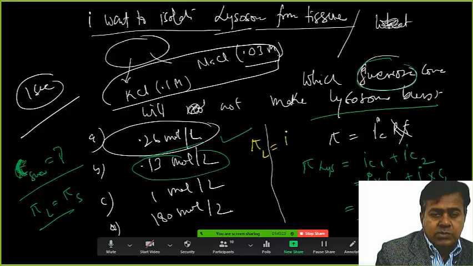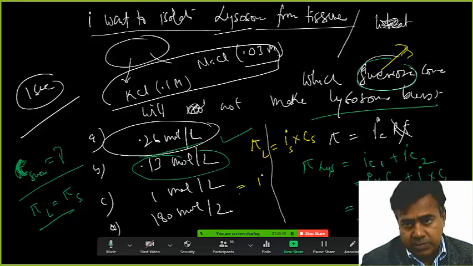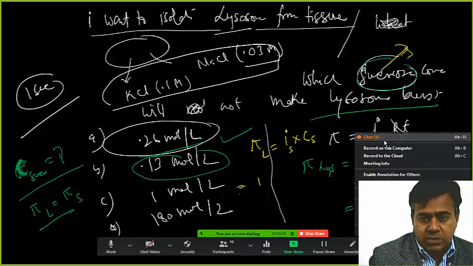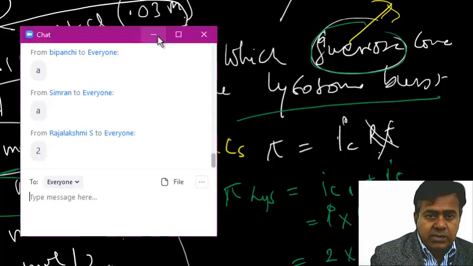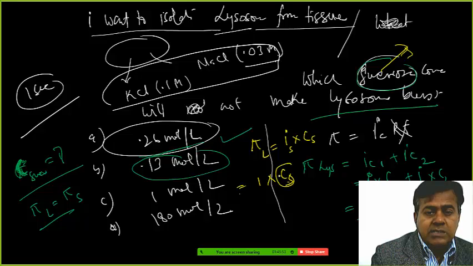So I for sucrose and C for sucrose, right? I for sucrose should be 1 because they are not going to ionize. So always for a non-ionized solute, this may be glucose, this may be sucrose, this may be starch, this may be glycogen, this may be anyone, right? So I for the sucrose will be 1 multiplied by CS. So that's why this CS is equivalent to the same 0.26 mole per liter.